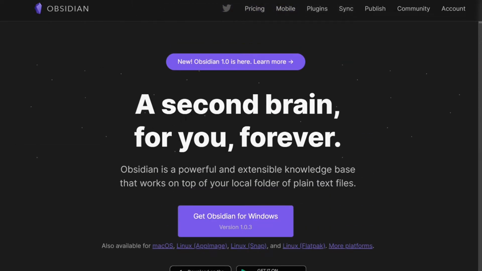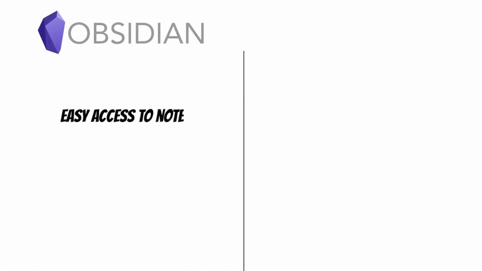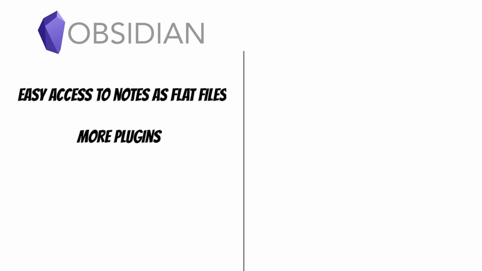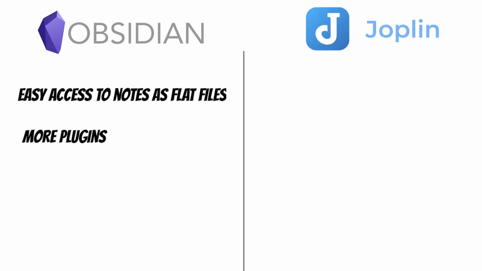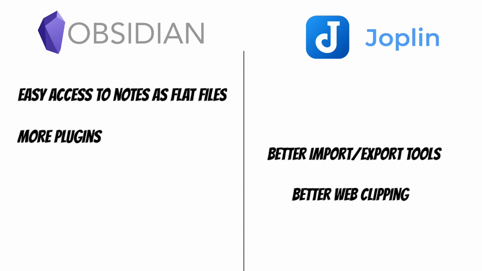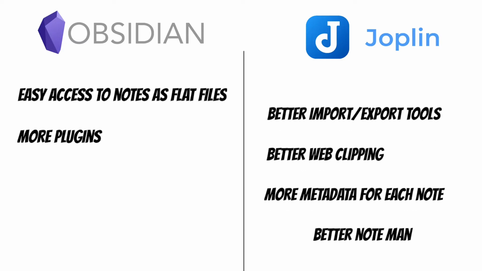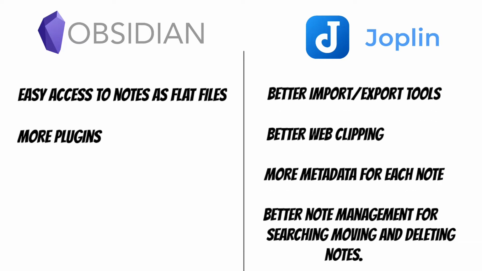The main differences between Joplin and Obsidian is that Obsidian has easy access to notes as flat files and more plugins, and Joplin has better import-export tools, better web clipping, and more detailed metadata for each note, including geolocation data and source URL, and better note management for searching, moving, and deleting notes.